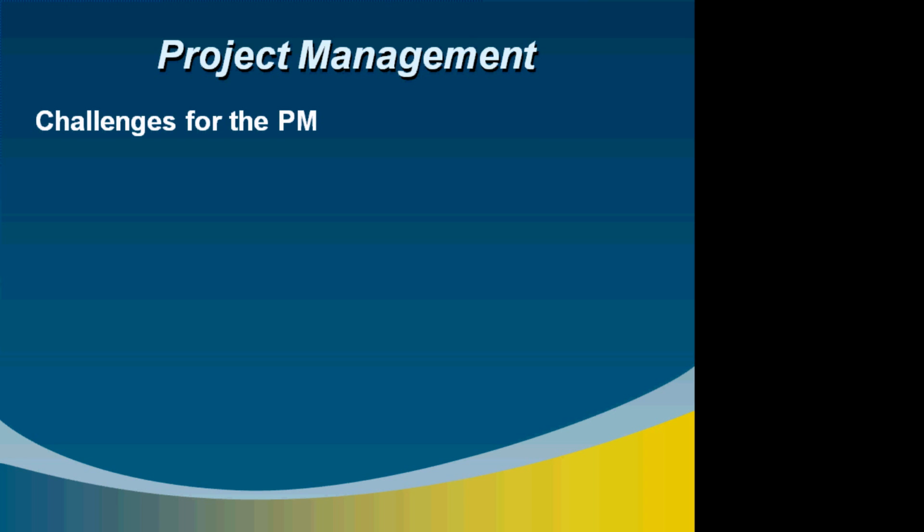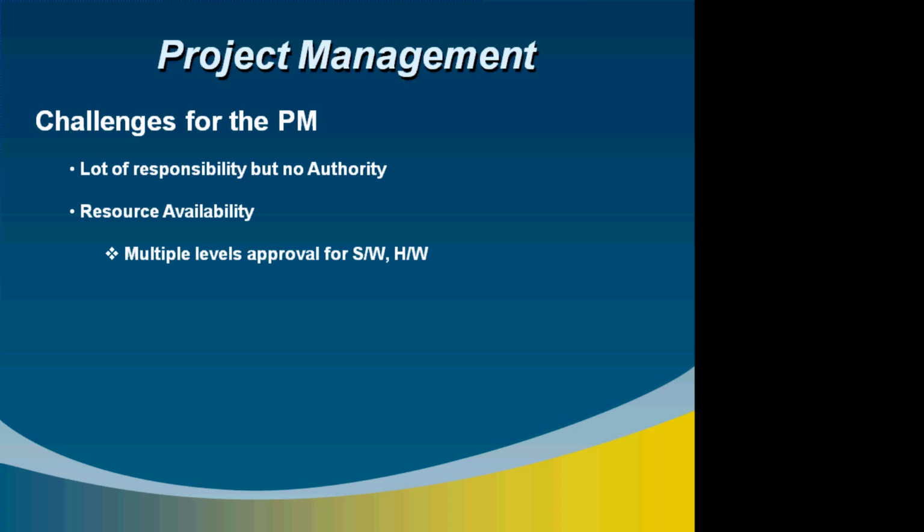Challenges for the PM. First one is a lot of responsibility but no authority. This is a true statement. In most cases, the project manager doesn't have any authority to take a decision. Resource availability: this is always a challenge, to get the right resource at the right time. There will always be a struggle to get the right resources for the project requirement. Multiple levels of approvals are needed for procuring software and hardware. Most of the time there will be a budget constraint at the account level to get the requested approvals.